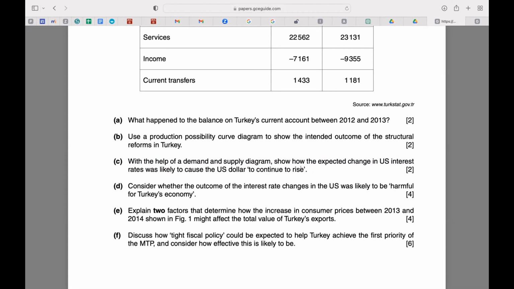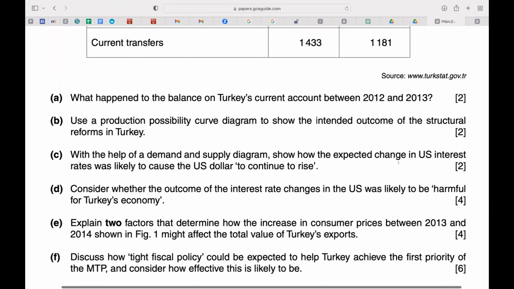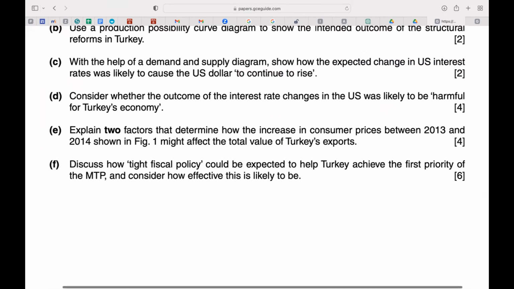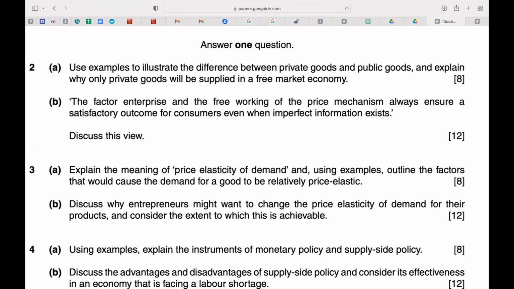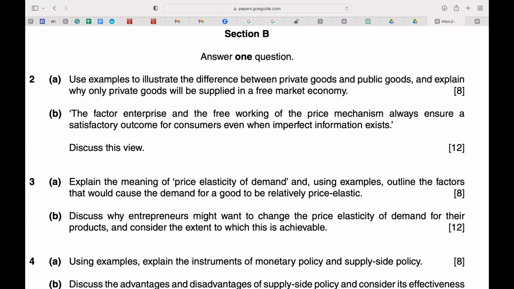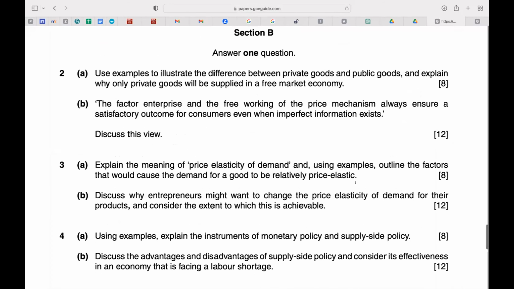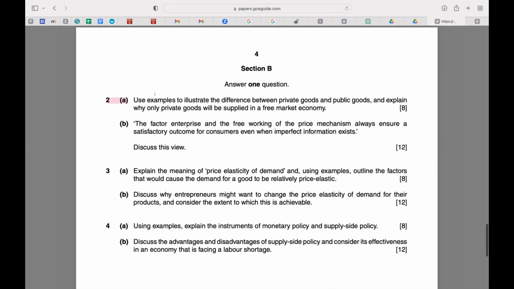Do you think you can do this question with the help of a demand and supply diagram? Show how an expected change in US interest rate was likely to cause the US dollar to continue to rise. Okay, this is also something we have not done. We have done demand and supply, but this is something we have not done. Interest rate determined increase, none of this is something that we have done. Yeah, miss, but if I go over Unit 1 again, then I'll probably remember it. How about a Unit 2 paper, or paper 2? Yes, so what I'll do is take out the questions that I think you can do, and we'll practice those.